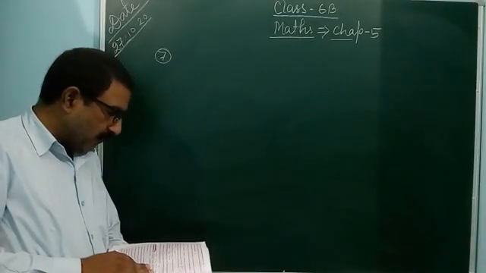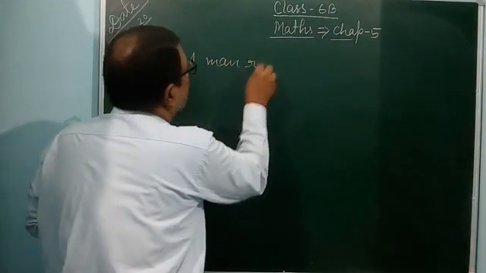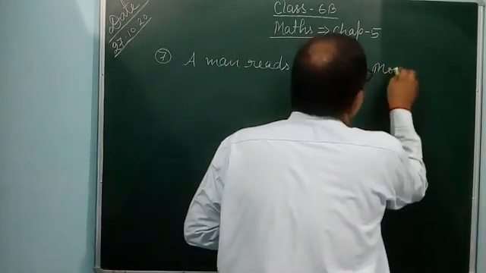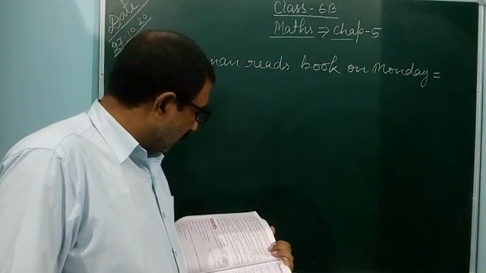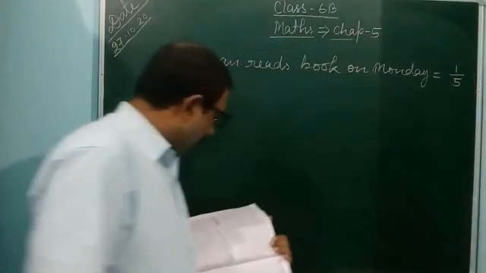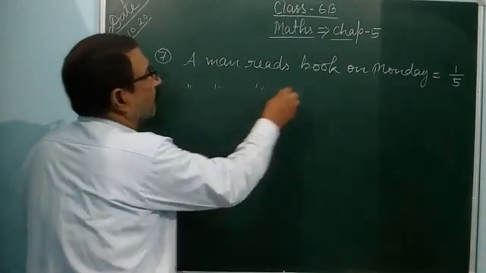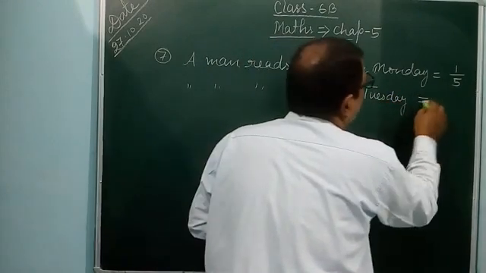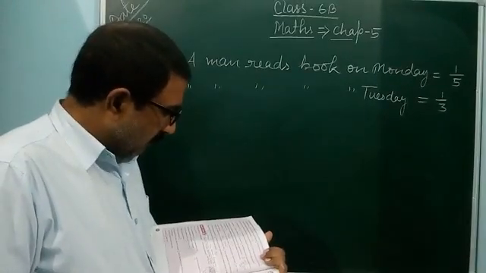A man reads 1 by 5 of a book on Monday. After that, on Tuesday he reads 1 by 3, and 1 by 4 on Wednesday.